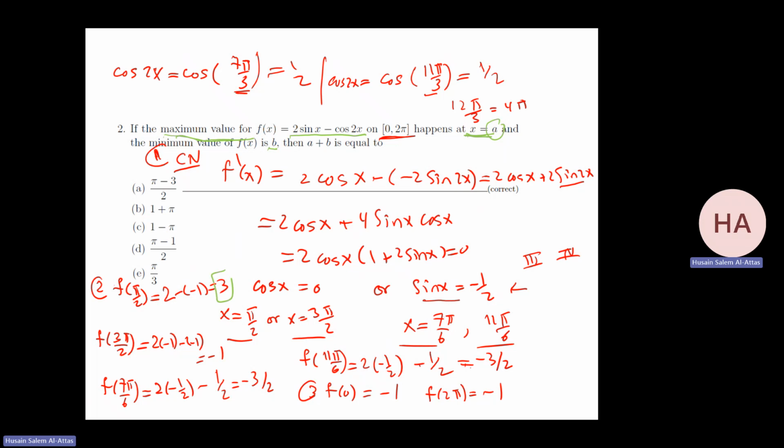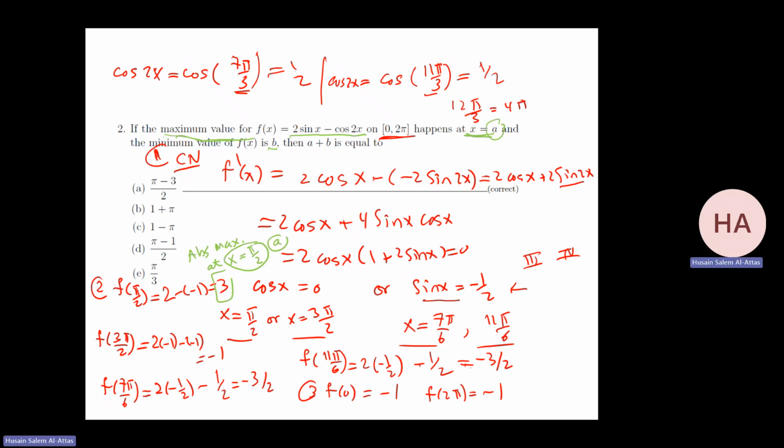The absolute maximum is 3. I have 3, minus 1, minus 3 over 2, minus 3 over 2. Yeah, so 3 is the maximum. So this is the absolute maximum. And it happens at x equal 5 over 2. So this is A. Just give me A.